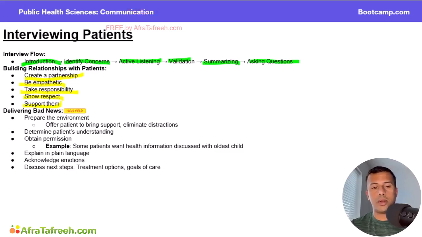And that's how you build that relationship with that patient. It's super important. Of course, things don't always go the way that they should, and sometimes there is bad news. And we need to know how to deliver bad news, and this is high yield, so it gets a high yield button right here. There's a couple different steps that need to be taken to make sure we're delivering bad news in the most appropriate way. And that's going to start with preparing the environment. What does that mean? Offer the patient to bring in support if there's a caregiver or a family member or a loved one that they want to have come in.